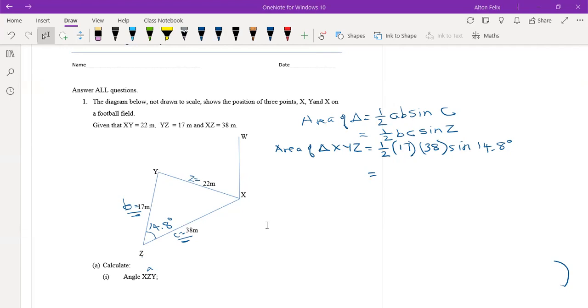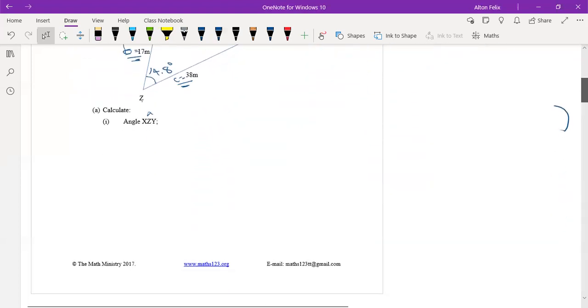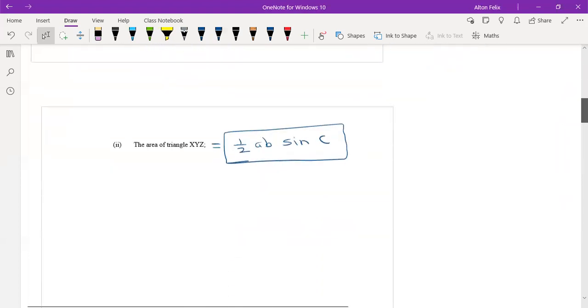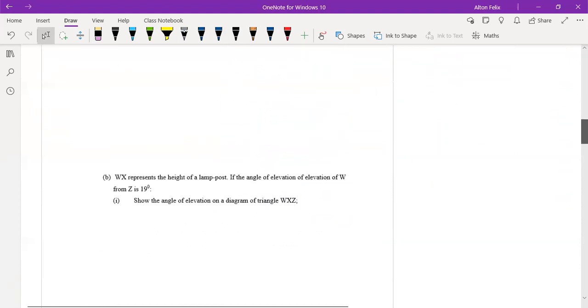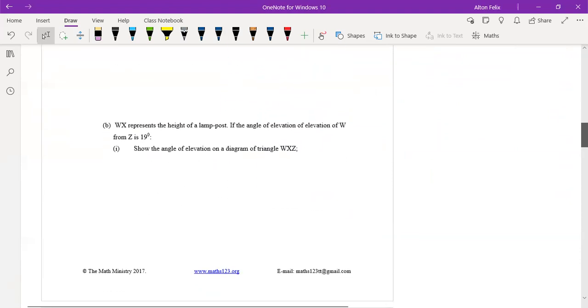So the area is really 82.5 square meters. Or square meters, right? 82.5 square meters. So that'll be our area of our triangle right there. Right, so we would have worked out E, part 1, part 2. All right, let's go to part B of the question, talking about angle of elevation.